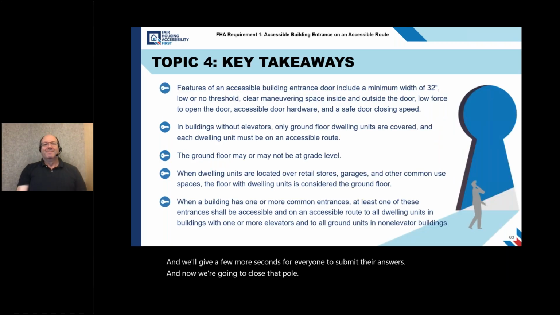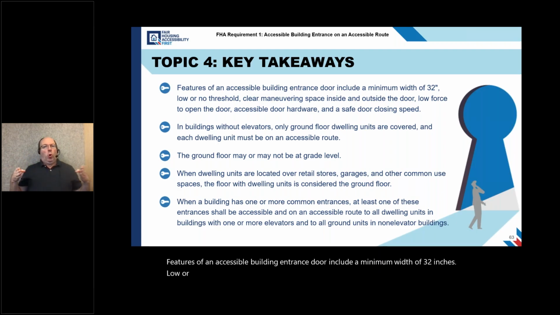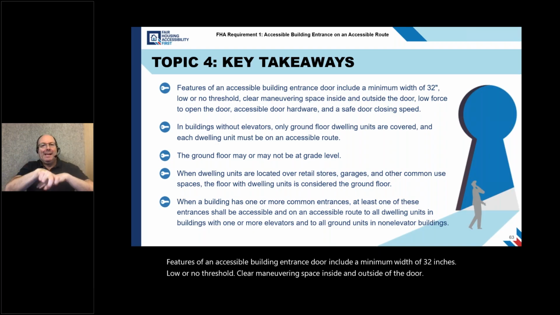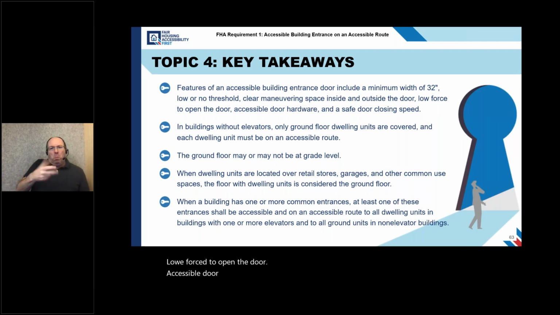and review our key takeaways for topic 4. Features of an accessible building entrance door include a minimum width of 32 inches, low or no threshold, clear maneuvering space inside and outside of the door, low force to open the door, accessible door hardware, and a safe door closing speed.